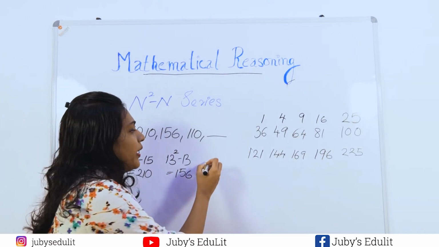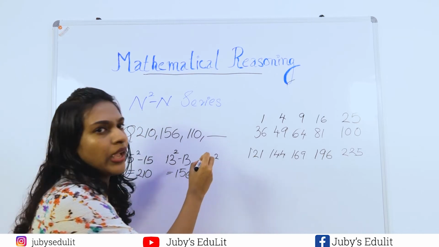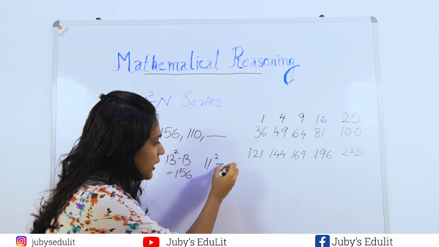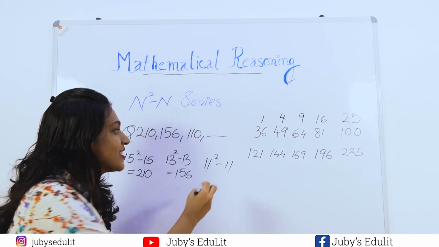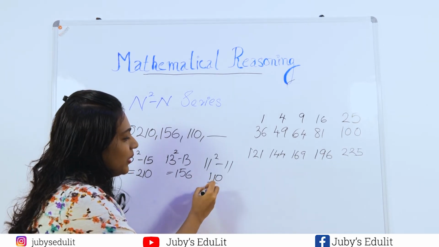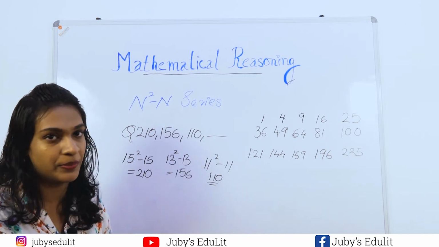So we already know 11 square is 121. And when you subtract 11 from this number, what do you get? You get 110. So it is given here. So you understand 11 square minus 11 is the number.